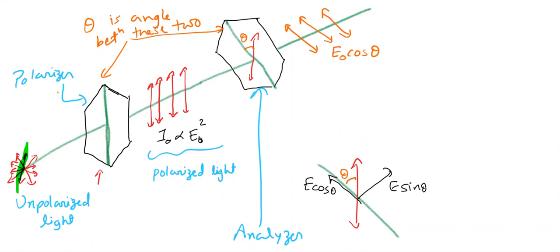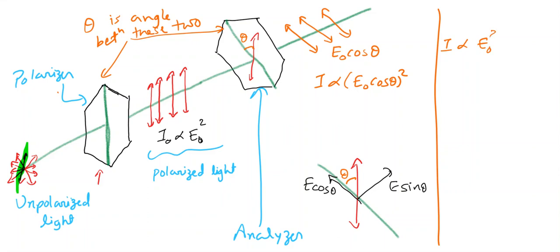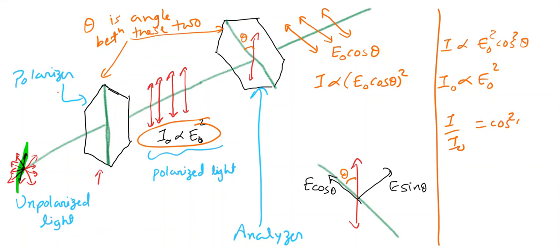So now, if I check the intensity of transmitted light, if we label it as I, it is proportional to E0 cos theta whole square. It means that I is proportional to E0 square cos square theta, and the initial intensity, this one, is proportional to E0 square. So what if I take the ratio of these two? I by I0 is cos square theta, and then I is equal to I0 cos square theta, and I is proportional to cos square theta.